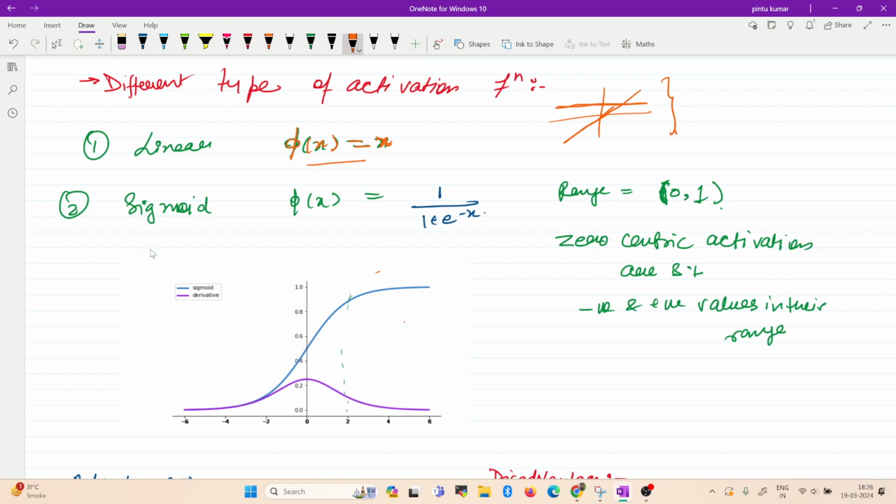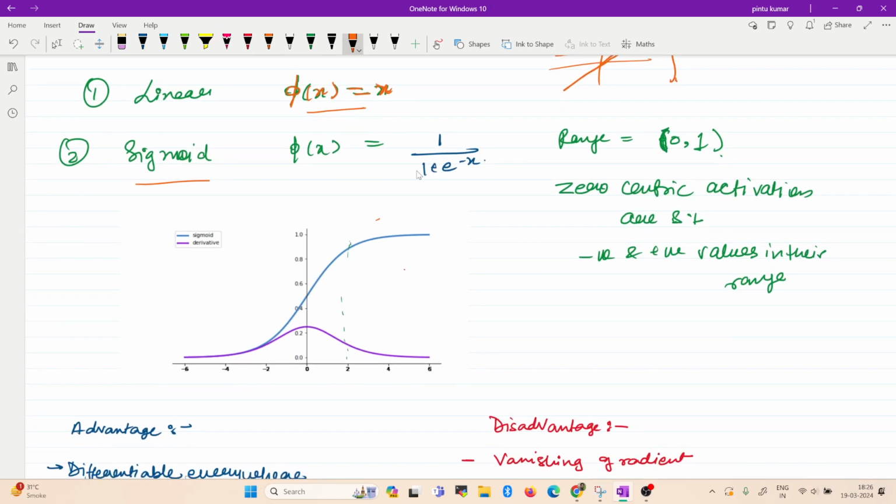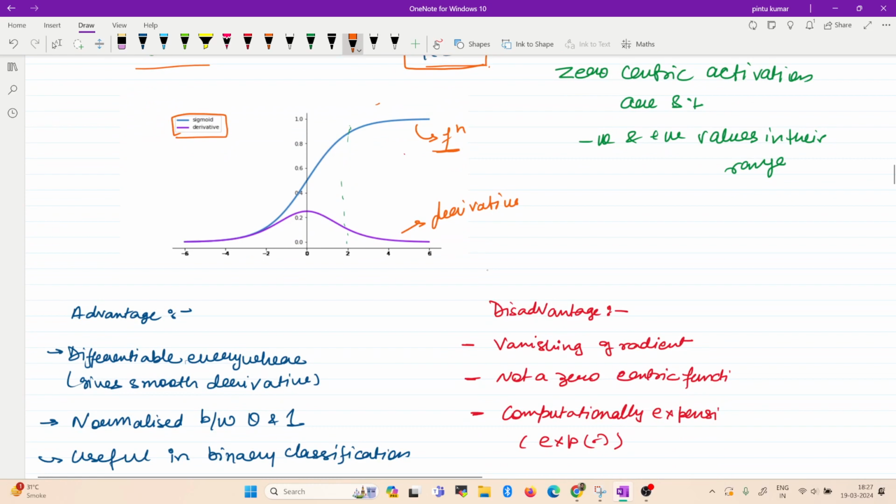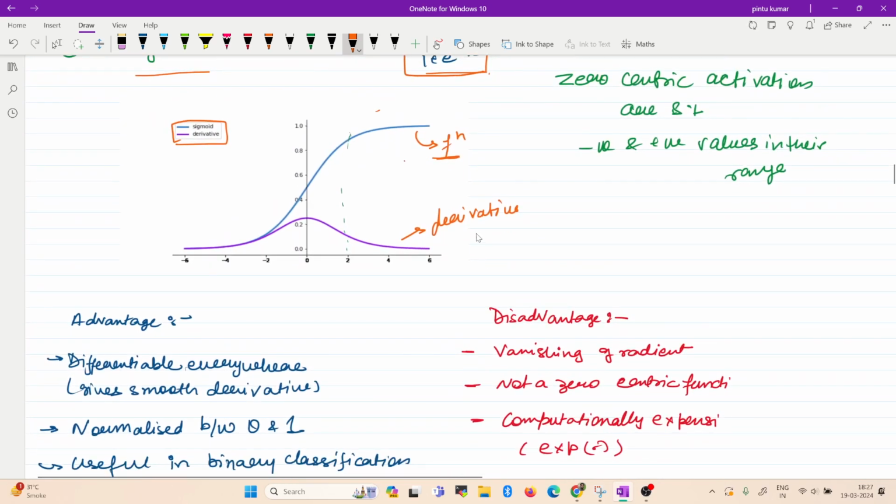The next common or useful activation function that we have is known as the sigmoid activation function. You already know about this function. It looks something like 1 over 1 plus e to the power minus x. This is the logistic activation function or sigmoid activation function. Everywhere, the blue curve I have drawn is your function, and the purple one is the derivative of your function. First of all, let's look at the advantages of the sigmoid activation function.